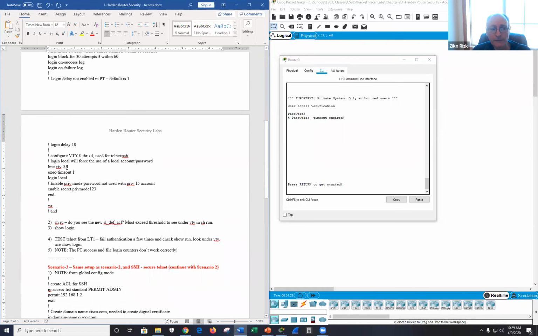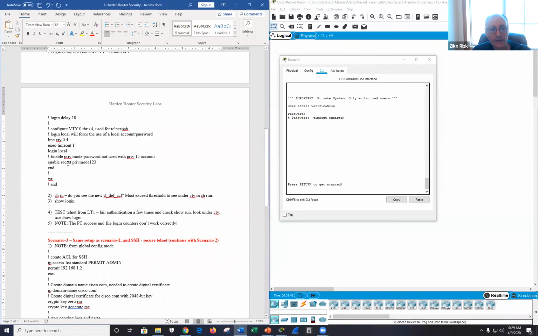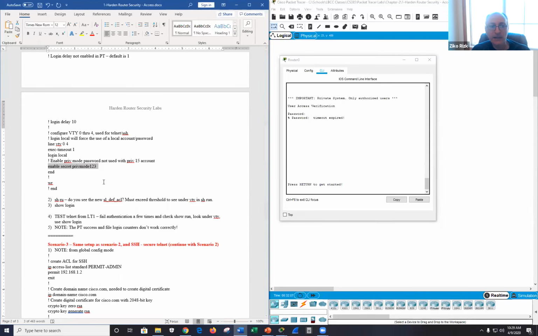And then we have to configure the VTY, okay. And we also gave it an exec-timeout of 1. I believe the default is 10. And then if you are to remotely log on to a device, when you want to go into privileged mode, you have to have a password. So we created the privileged mode password. So you will be able to telnet. However, as soon as you type enable, it's going to ask you for the privileged mode password. And if you don't have one set, you're going to get an error message and you would have to configure it. So let me copy and paste.